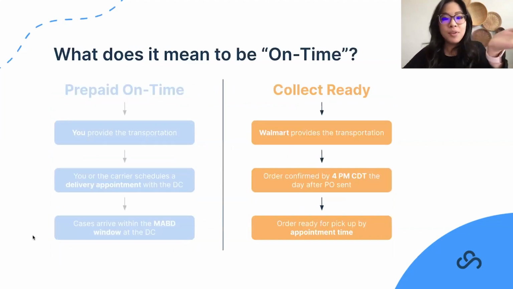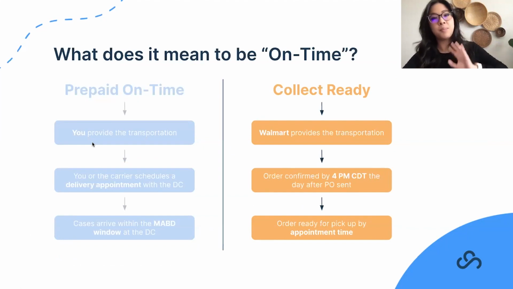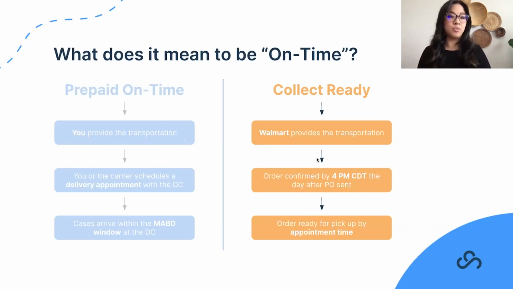Okay, so moving on from the prepaid side to the collect ready side. Prepaid is where you are providing the transportation to get the product to the Walmart DCs. Collect ready means that Walmart is providing the transportation. So Walmart's fleet is backing up to your warehouse or your 3PL to pick up the products and then deliver them to their DCs. There are a couple of different aspects that fall under collect ready.